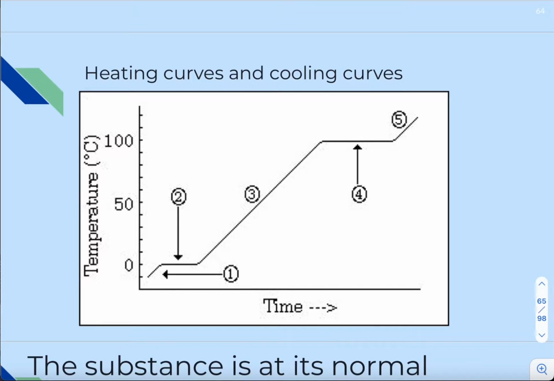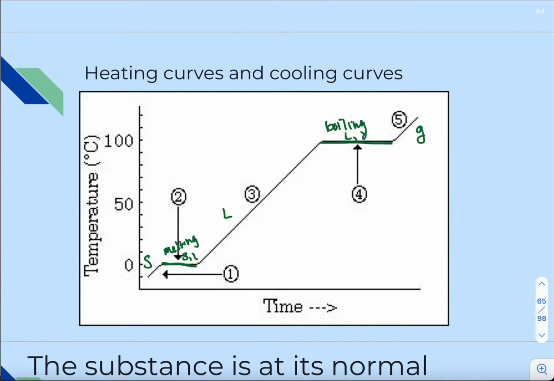So this is a heating curve. A cooling curve is just the opposite of this. So in your heating curve, you have solid, liquid, and gas. And then in between them, you have those changes. So this would be melting. And on that plateau there, you have both solid and liquid. And then here, this is boiling or vaporization.